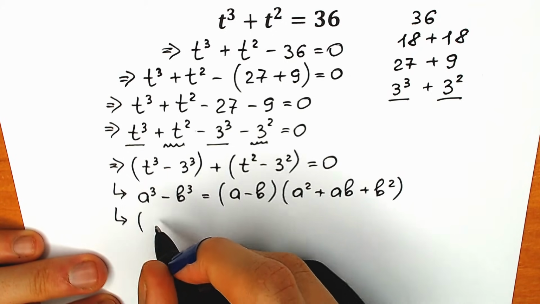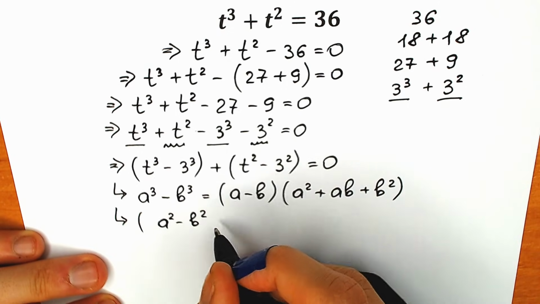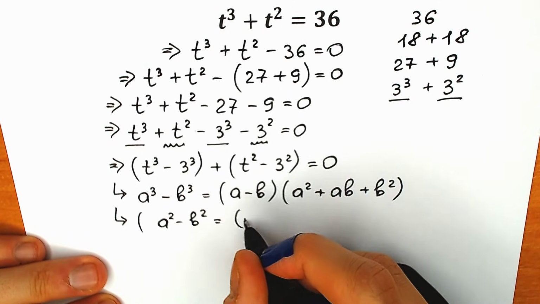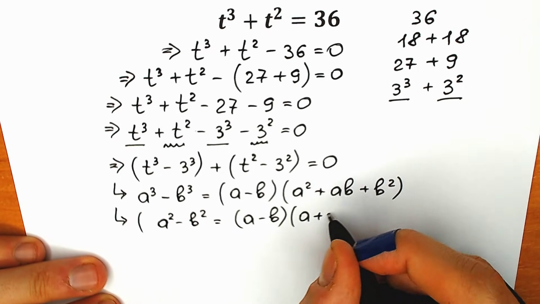What do we have right here? A squared minus b squared. This is our old-known formula. A lot of students know this formula. This is equal to a minus b times a plus b. So this is the most popular formula, a minus b, a plus b.